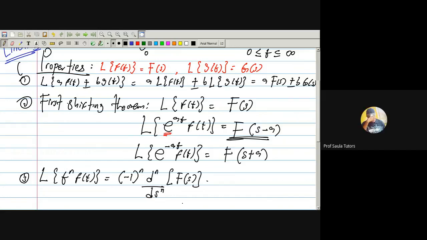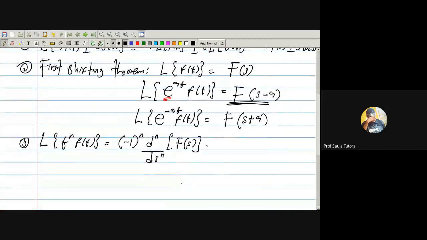Just check this one like this now. Don't worry, we are going to solve questions. I'll solve questions on this property. Do you understand? Just observe this. Whenever I'm solving a question, you will see the application.